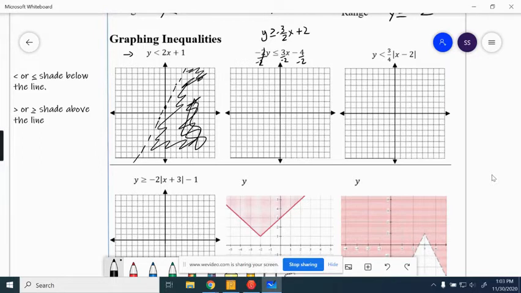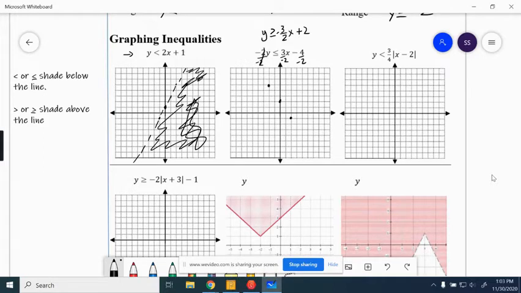And now we can just plot this out. So let's start as if it was a normal line. We're going to start with the y-intercept of +2. And now we're going to go up 3, back 2 because it's negative. Or we can, of course, go down 3, over to the right 2.